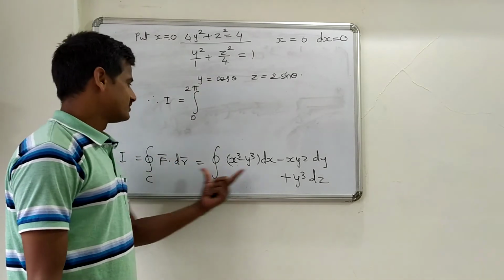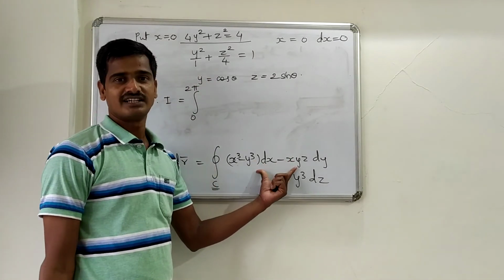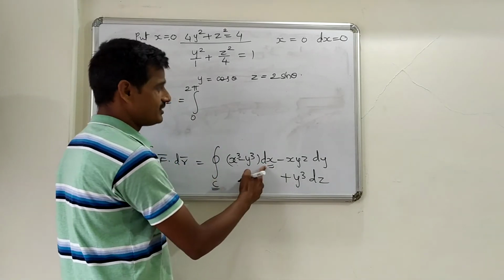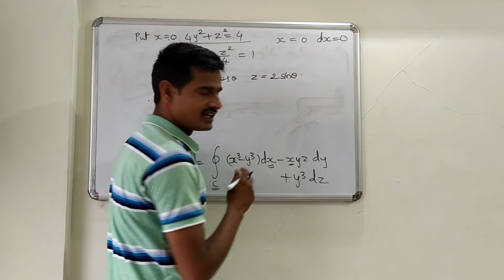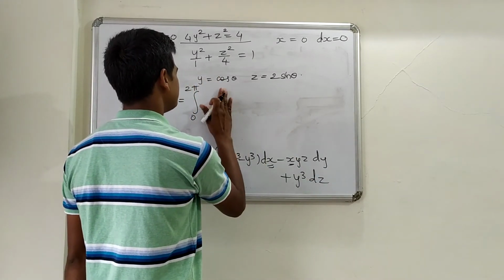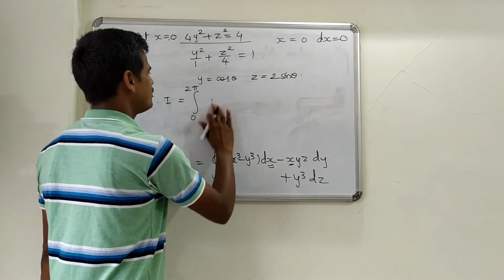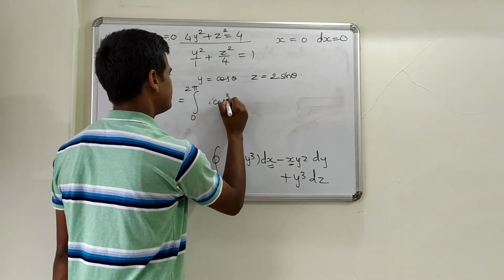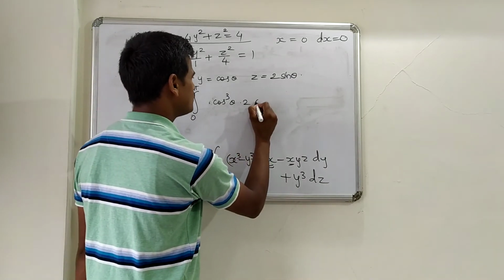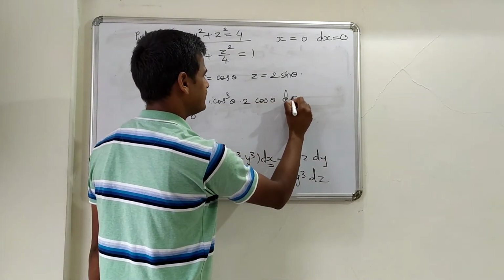So I becomes an integral from 0 to 2 pi. I transform this integral, which is in xyz, in terms of theta. dx is 0, so the first term is 0. Here x is there, so the second term is also 0. What remains is y cube into dz. y cube is cos cube theta into dz, and dz is 2 cos theta d theta.